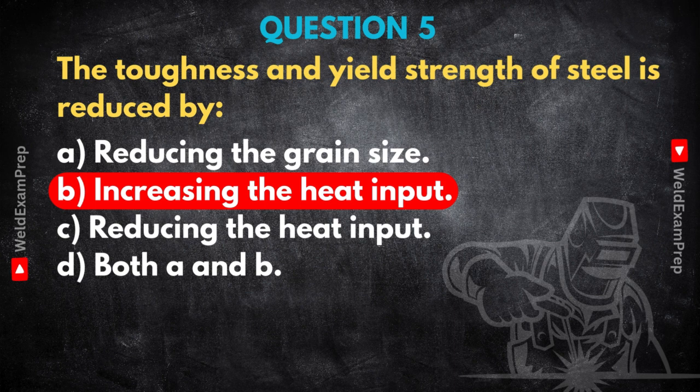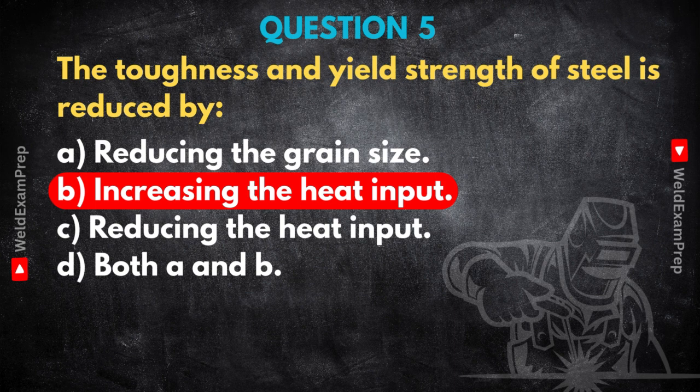Conversely, larger grains mean fewer boundaries, fewer obstacles. Cracks can run more easily, deformation happens at lower stress. So high heat input promotes those larger, coarser grains, which directly reduces toughness and yield strength. Makes the material more prone to brittle fracture, lowers its load-bearing ability. Got it. And just to be clear, option A. Right, option A, reducing the grain size, that actually improves toughness and strength, like we just said. So it does the opposite of reducing them.